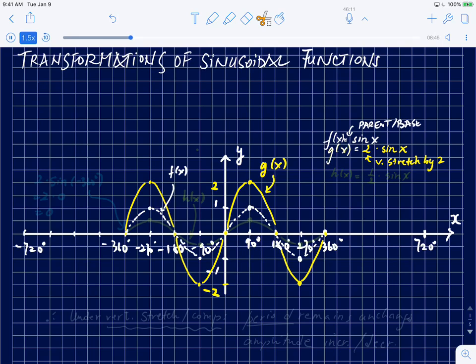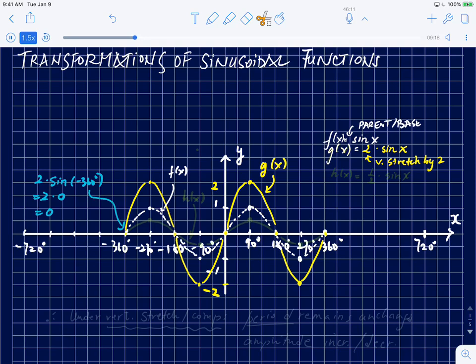And just as a little reminder at the nodes, we're going to remind ourselves that this point here is 0 because 2 times sine of -360 is 2 times 0, which is 0. So that's why the nodes don't move. You don't have to write it in, it's just a little reminder.